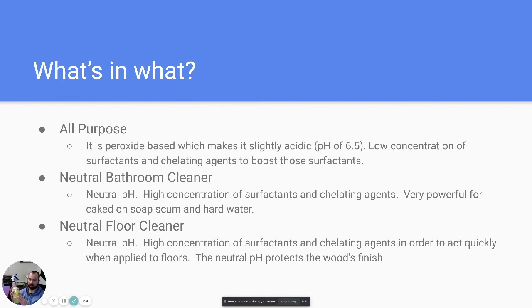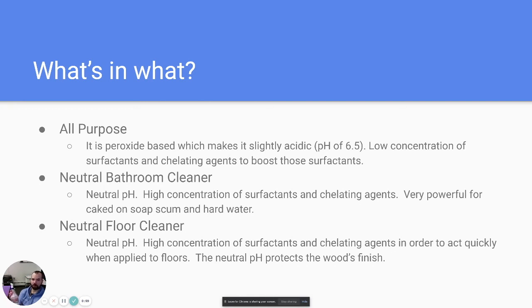The one thing I haven't talked about yet is that peroxide makes it a disinfectant. So we are disinfecting anything that we clean with this all-purpose cleaner, and because it has an almost neutral pH, it's pretty much safe to use on anything. It also has a low concentration of chelating agents. This is a very safe cleaner. We can use it on any surface in a client's home, and we're going to be okay in doing so. It's not going to strip the finish off of anything.